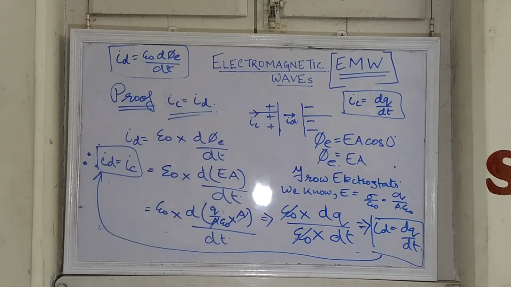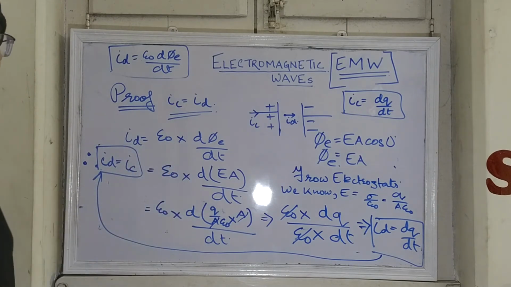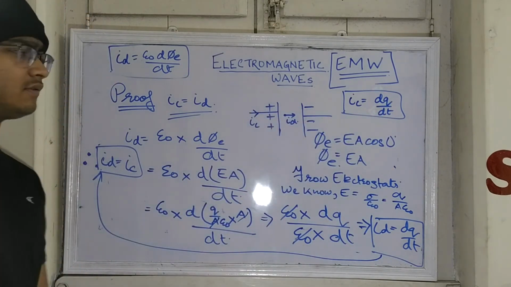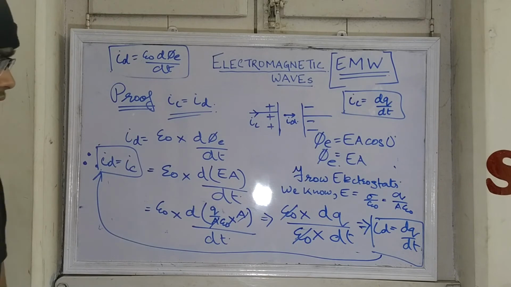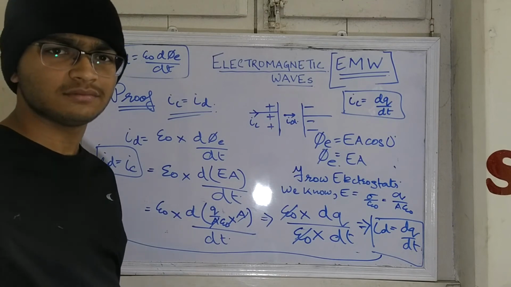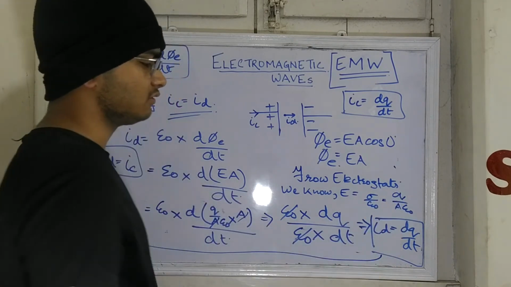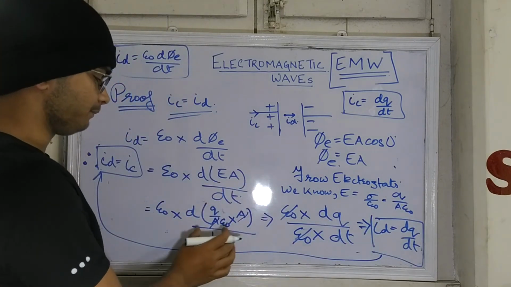Now summarizing the entire thing. Maxwell said that ID equal to d phi E by dt. D phi E is the change of electric flux. Electric flux is EA cos 0 degree. Why 0 degree? Because the plates are parallel to each other like this. So it becomes EA because cos 0 degree is 1. Now from electrostatics we know that E equal to sigma by epsilon 0, and sigma is charge per unit area, so I just wrote Q by A into epsilon 0, and substituted it here.